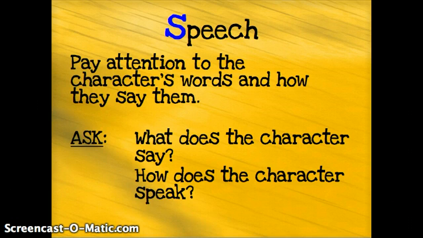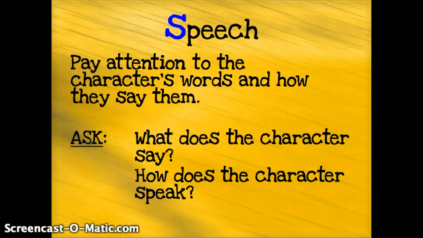The first method in which an author can reveal a character is through that character's speech. So it's important for you, the reader, to pay attention to the character's words and how they say them. And by how, I mean the manner. Are they angry? Do they whisper? Do they shout? Do they grumble? Sometimes those tags that an author has, said Katniss, shouted Katniss, whispered Katniss, can tell you how the words are being spoken, and it reveals a little bit.